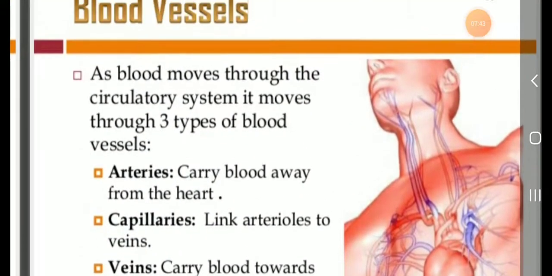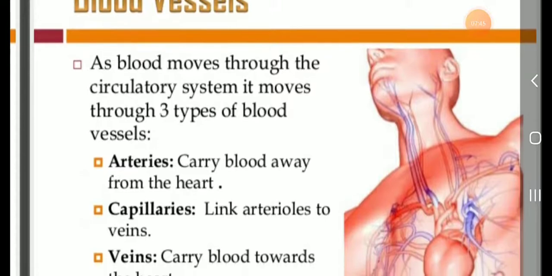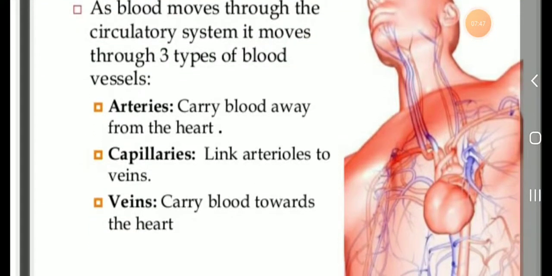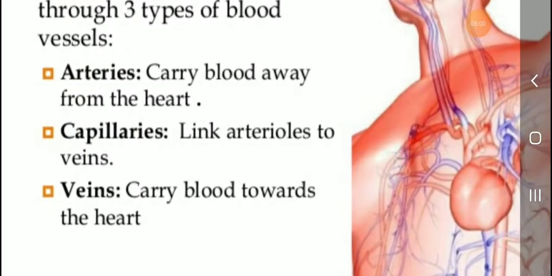Okay. Then next step, as blood moves through the circulatory system, it moves through three types of blood vessels. What are the three types of blood vessels? See the students, it is very important. Arteries, capillaries and veins.